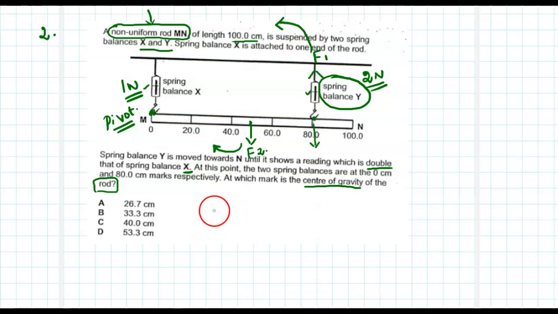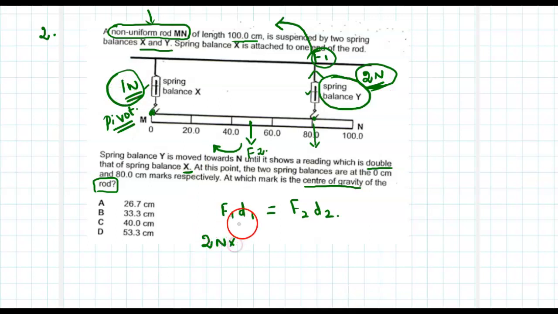So we can write the principle of moments for equilibrium. Clockwise moment is equal to anti-clockwise moment. So we can write F1 D1, the formula for the moment being F into D, equals F2 D2. Here force 1 is given. It is 2 times the spring balance X reading, so 2 Newton. And the perpendicular distance from the pivot to the force is 80 centimeter. And F2 is the weight of the rod. The weight of the rod is not given, but we should know it.